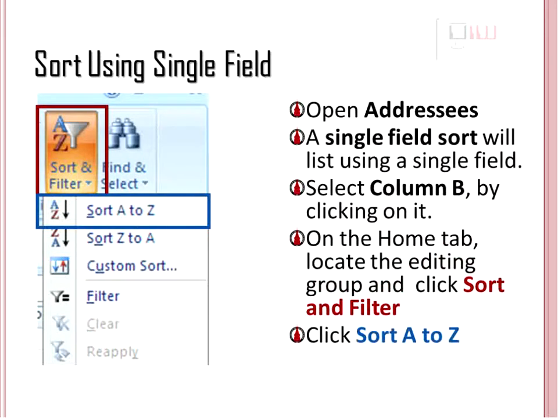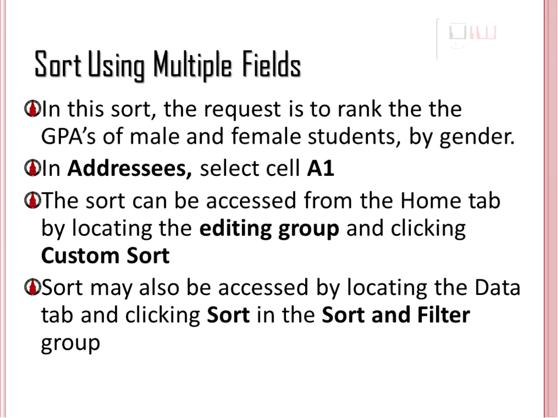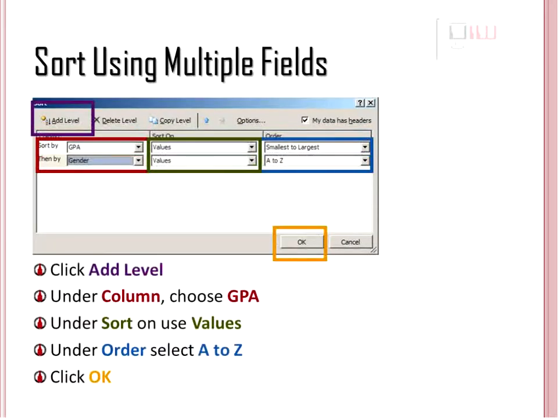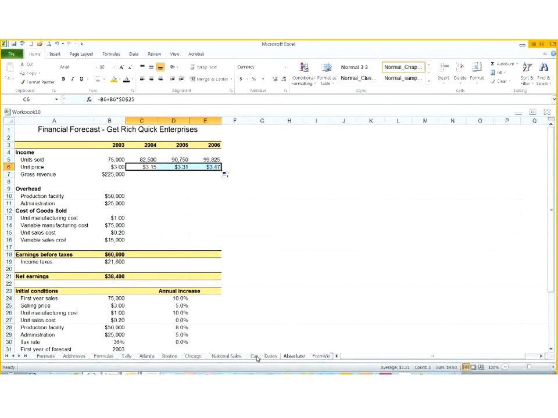Database functions. There's a couple of things that we can do. We can sort, and we can also sort using multiple fields. So we're going to go ahead and do that to sort some things, and then we'll show you how to filter as well. So we'll go back to our worksheet here, and we're going to open up the worksheet called, let's see.